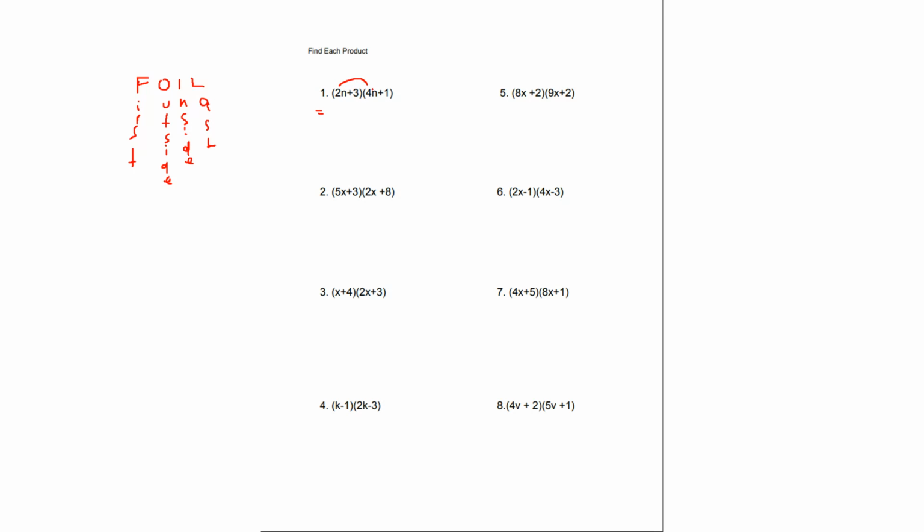So 2n times 4n is just 8n squared. And then do the outside terms. So 2n times 1, that's just 2n. Inside terms, 3 times 4n, that's just 12n. And then the last terms, 3 times 1, that's just 3. So your answer is 8n squared plus 14n plus 3.